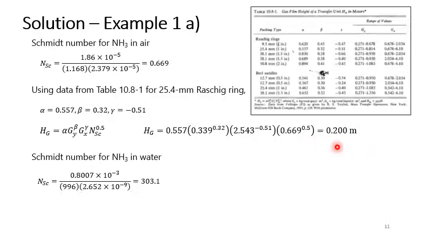And so this is your Hg. So next we want to calculate HL. So we start with the Schmidt number for ammonia in water, so the viscosity divided by density times the diffusivity. So you get 303.1 as the Schmidt number.